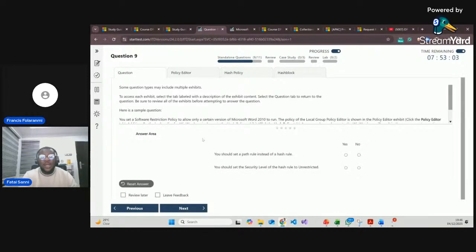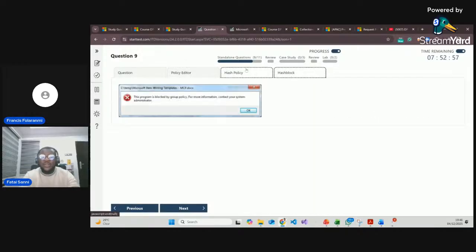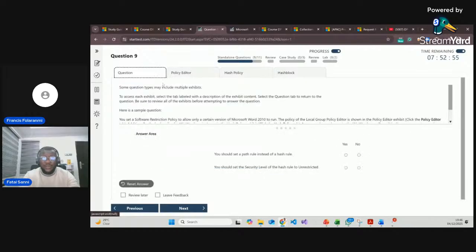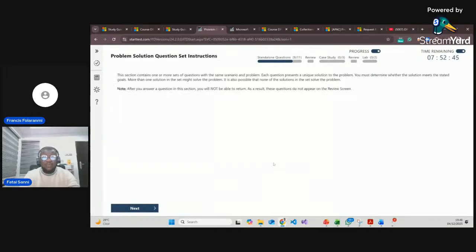Another kind of question is multiple exhibit questions. Again, please make sure that you consult all the exhibits when you look at these questions. It tells you the instruction and how to approach the question. Just pay attention to this. So I'm just going to select any random answer and move on.